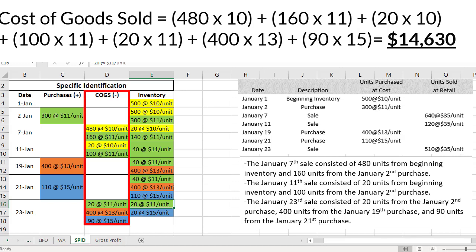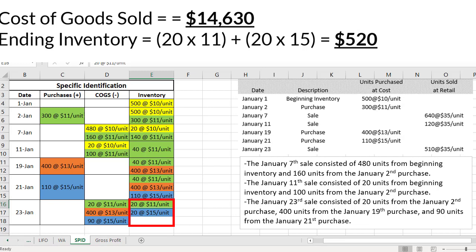Thankfully for our inventory, all we have to do is calculate the balance as of the final date. So that's 20 times 11 plus 20 times 15 equals $520. So technically we are finished. The cost of goods sold is $14,630 and the ending inventory is $520.